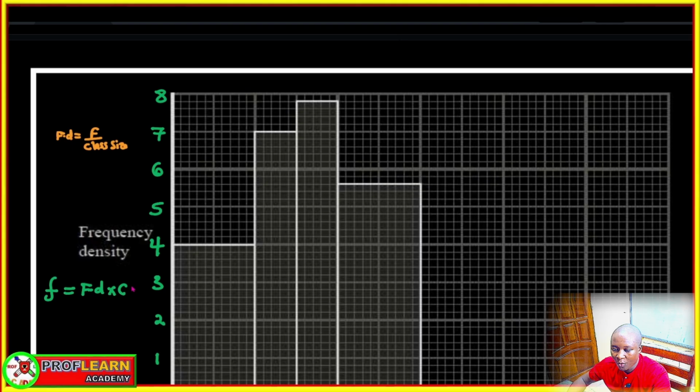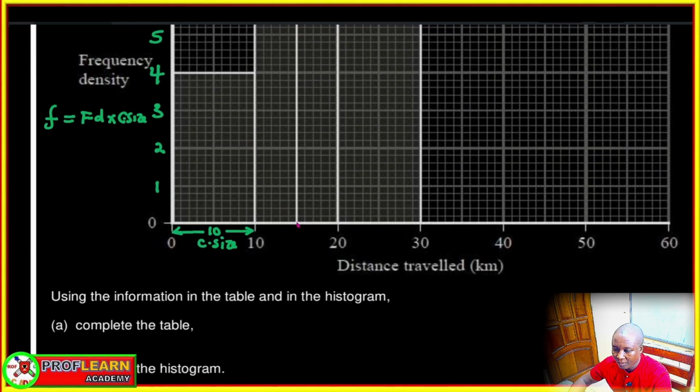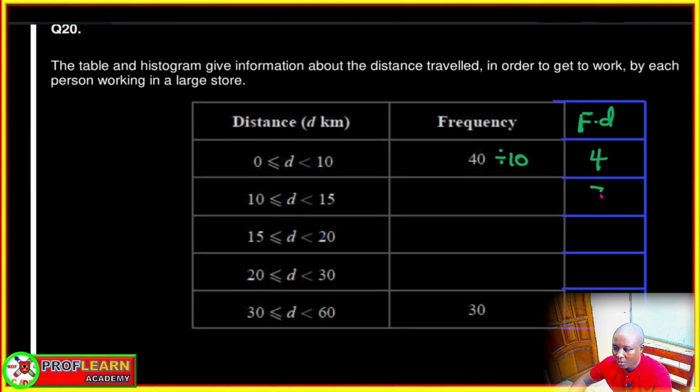If you have frequency density, you can find frequency. Frequency is frequency density times class size. If you have frequency density from the histogram, you can find frequency by multiplying frequency density times the class size. Here the class size is 5 and the frequency density is 7. So this is going to be 5 times 7, which is 35 for the frequency.